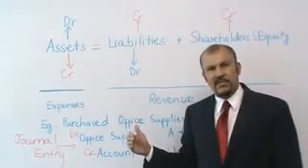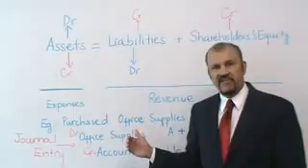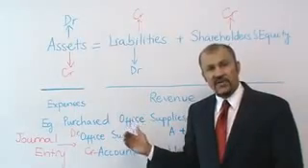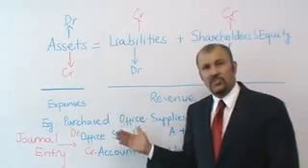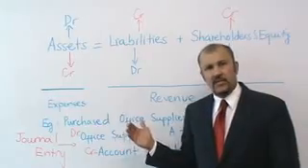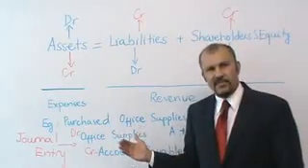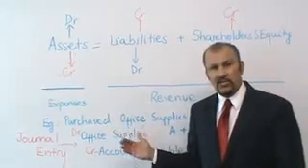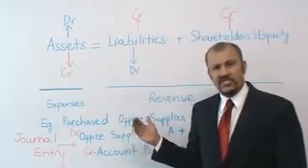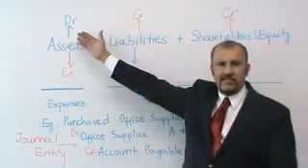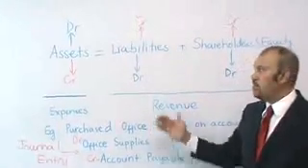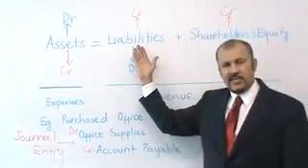The second step in the analysis is to ask yourself what categories or what families do these two accounts belong to. Again, what categories or what families do these two accounts belong to? And the answer is office supplies belongs to the asset family and accounts payable belongs to the liability family.